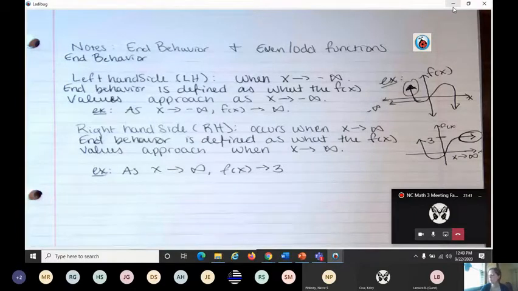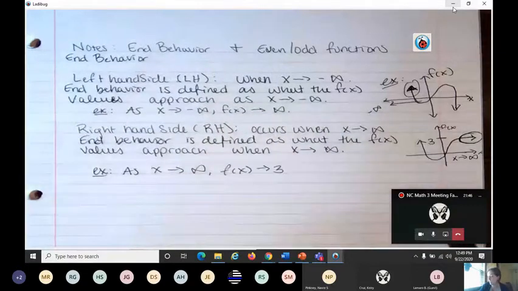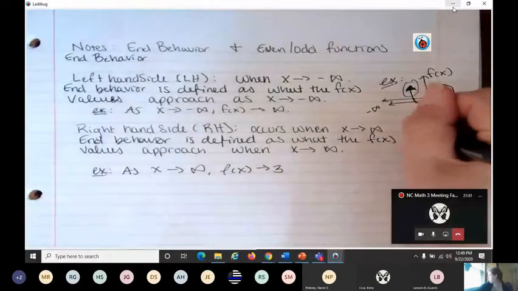Okay, it won't always be a constant number. It could be infinity. It could go down. It could approach negative infinity, kind of like this right end behavior right here. So this goes with that example.